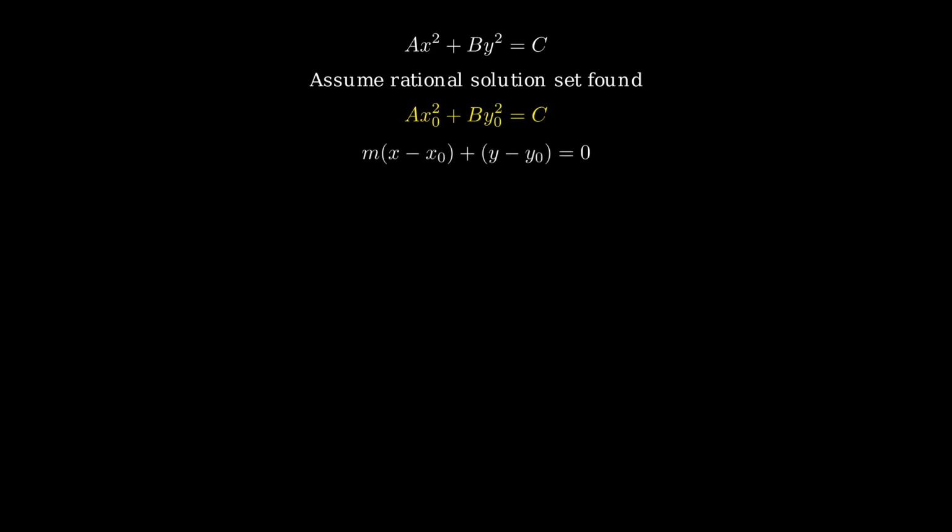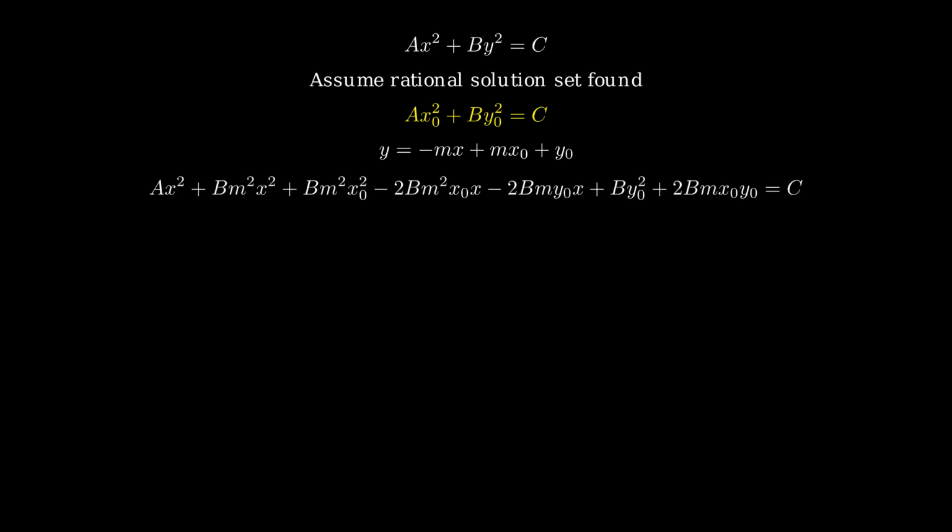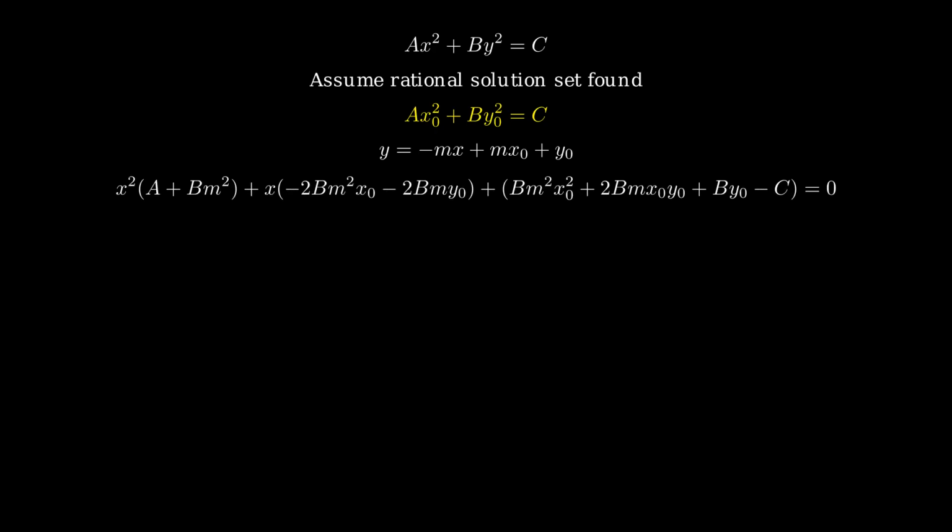Now create a slope equation that passes through the point x0, y0. The slope value m is constrained to be a rational value that we will call p over q. This should allow us to find an arbitrary number of other rational points that the line crosses for the equation above. This is a quadratic equation in terms of x, and therefore can be solved.